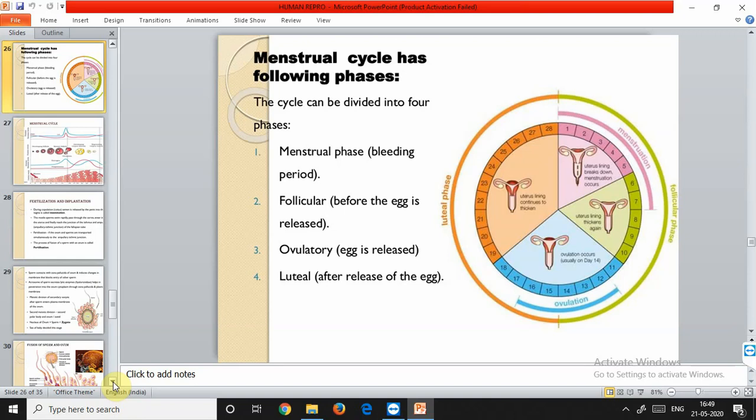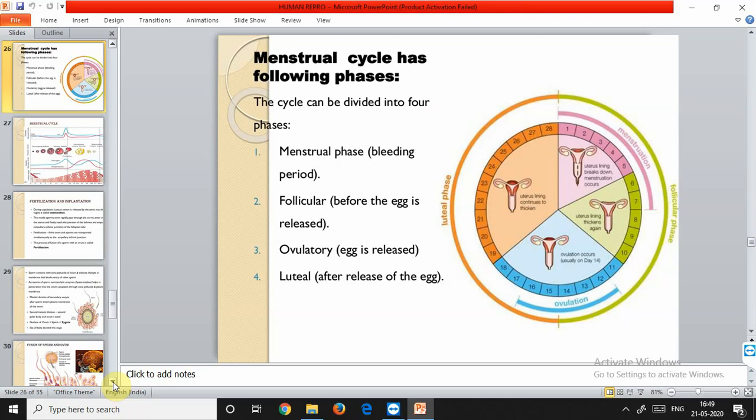Now the unfertilized ovum along with the ruptured uterine epithelium, about 50 to 100 ml of blood and some mucus, is discharged from the body through the vaginal orifice, and this is called the menstrual flow or menstruation. The decrease in the level of progesterone and estrogen in the blood stimulates the hypothalamus and anterior pituitary. So again the FSH level starts to increase in the body for the next menstrual cycle.